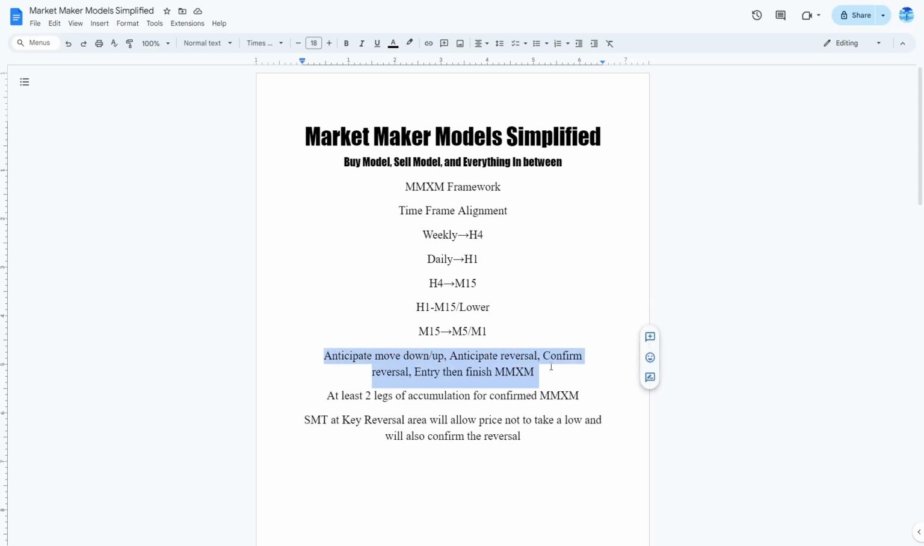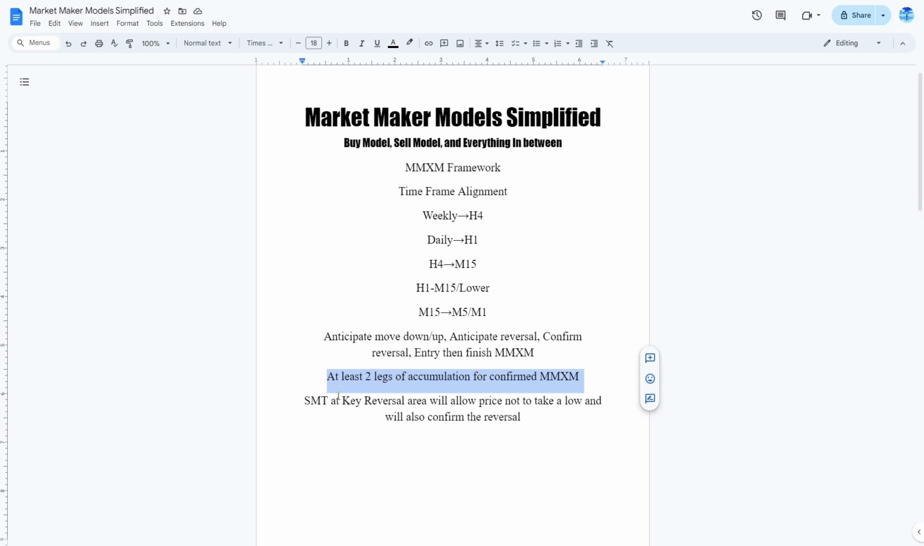What we do with the market maker models is we anticipate a move down or up. We anticipate the reversal, confirm the reversal, then we enter to finish off our market maker model. For a solid market maker model, we want at least 2 legs of accumulation to confirm it. We would also like to see an SMT at a key reversal area, which will allow price not to take a low and confirm the reversal.